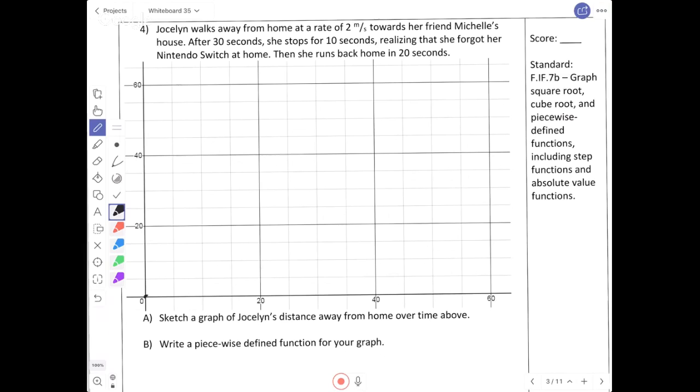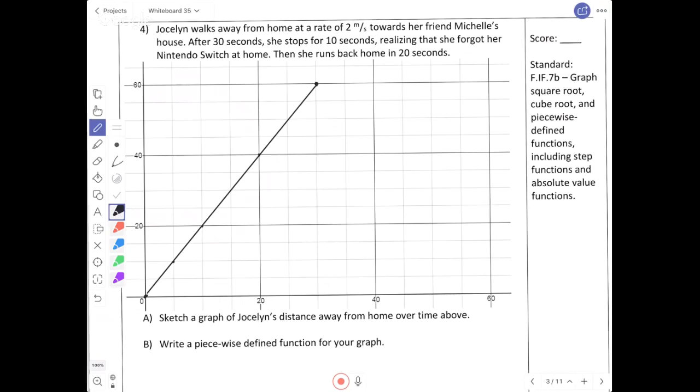Okay, so Jocelyn walks away from home at a rate of 2 meters per second. So she started at home. She's going 2 meters per second. So in 5 seconds, she would have gone 10 meters. In 10 seconds, she would have gone 20 meters. In 20 seconds, she'd go 40 meters. And in 30 seconds, she'd go 60 meters. So that's looking like Jocelyn right there. Cool. She stops for 10 seconds, realizing she forgot her Nintendo Switch at home.